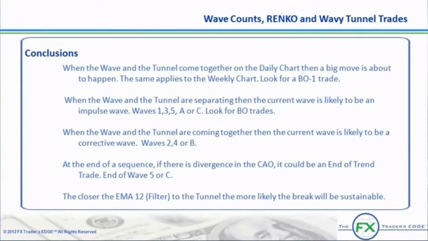At the end of the sequence, if there is divergence in the awesome oscillator, it could be an end of the trend trade. PW, FG. End of wave 5 or C. Finally, the closer the EMA 12 filter to the tunnel, the more likely the break will be sustainable.